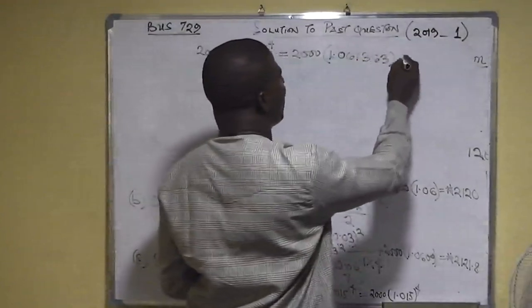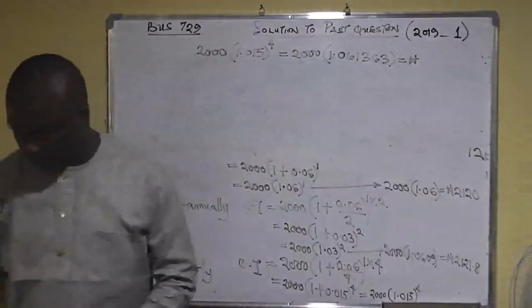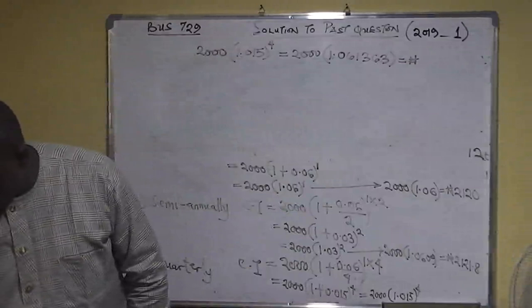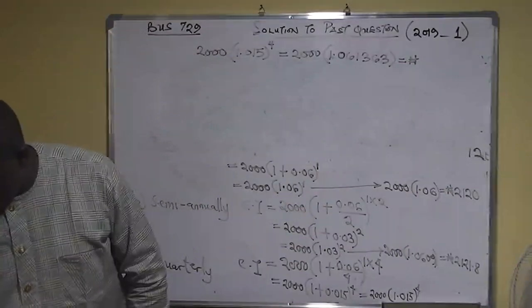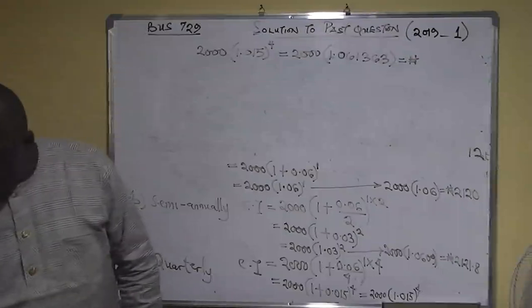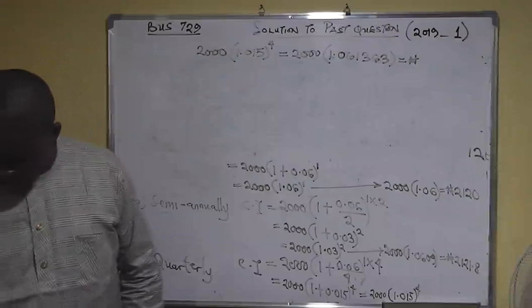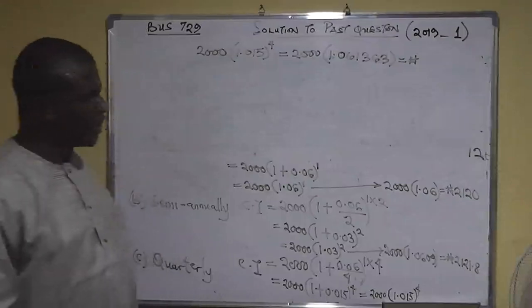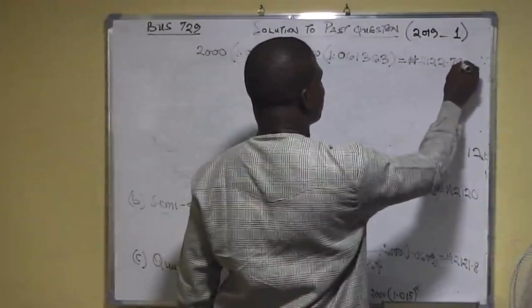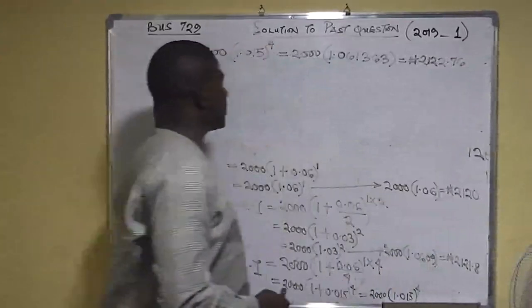Now by the time you multiply this figure with 2000, 2000 times 1.061363, that will give you 2122.726, that is 2122.76. That's what you are going to have.